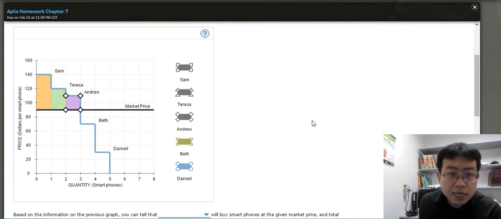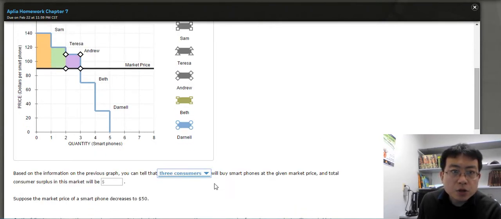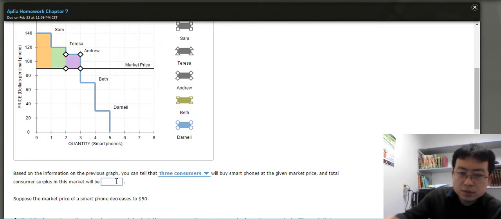And then for the next consumer, Daniel, same information. Price too high, he didn't buy, therefore there's no consumer surplus. So for this marketplace, there will be only 3 consumers buying the smartphone, and our total consumer surplus will be these 3 areas: your orange, your green, your purple area. That's 50 plus 30, and then plus 20. So the total should be $100.